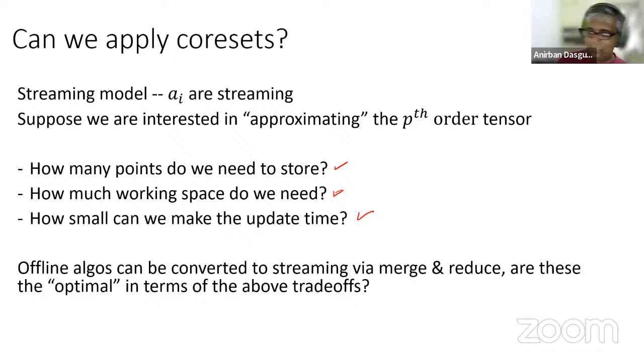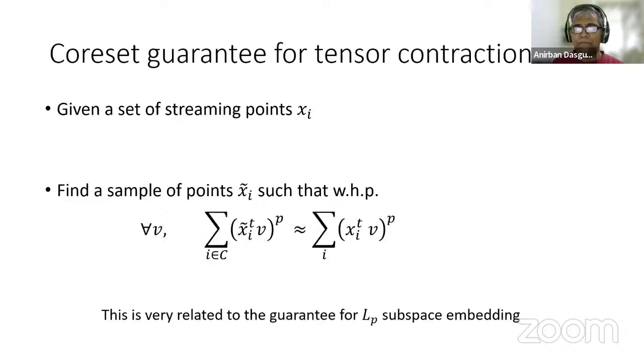And the reason I'm pointing this out is because this problem is not entirely new. There have been algorithms for this problem. Those people have looked at it in the offline setting, but as we mentioned, any offline coreset can be converted to a streaming coreset using this merge and reduce framework, this tree building framework that I mentioned. And for each of them, we can calculate each of these resource usages. What is the size of the coreset? How much working space is the algorithm using? And how small is the update time?